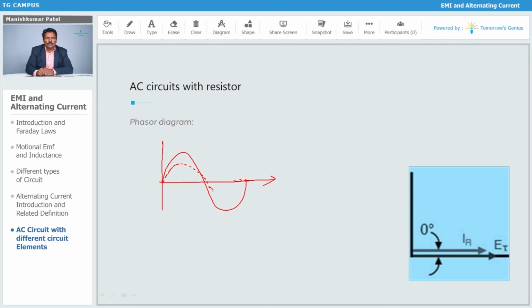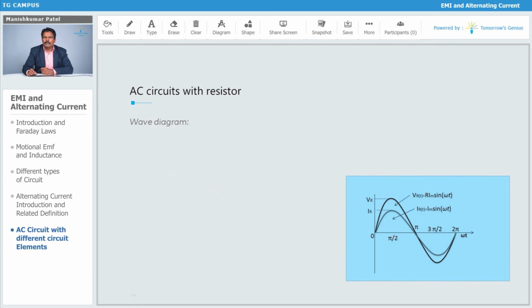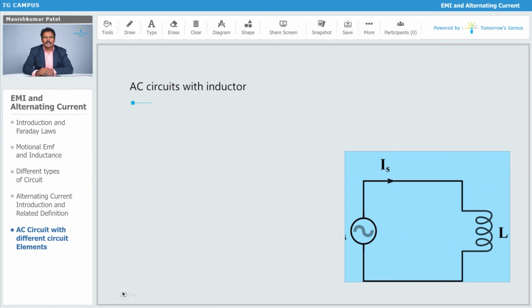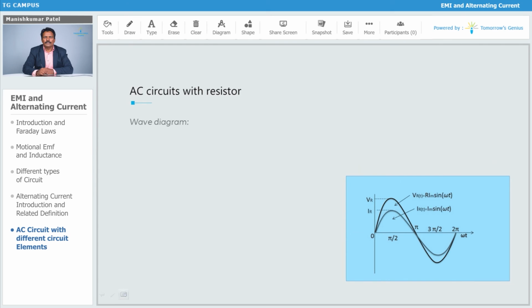The one I have shown with the dotted line is obviously for the current. Let's say this is your I naught, and this is your Vm. So they are in the same phase, attaining their maximum or minimum value at the same instant of time. This is the AC circuit with a resistor. The same thing is shown here in the wave diagram, where voltage and current are in the same phase for this case.